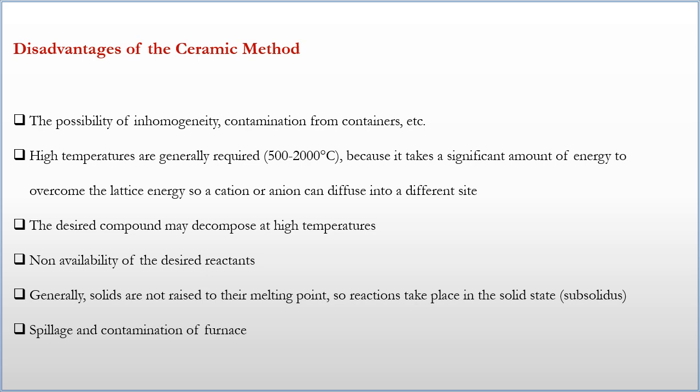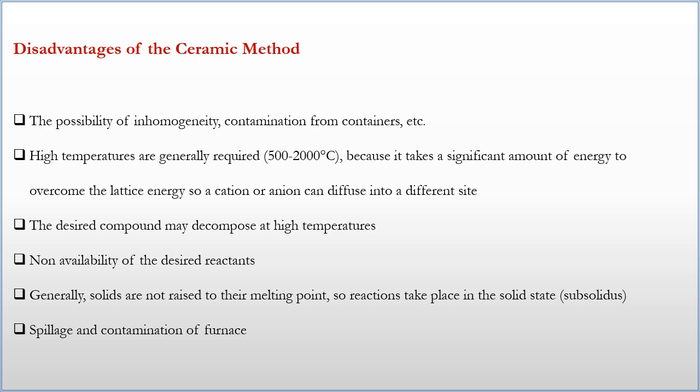The spillage and contamination of a furnace may take place during such reaction, especially if one of the product is a gaseous product, so at elevated temperature the gaseous product will move out of the reaction vessel with force, and it can lead to spillage of the reactant or the product from the reaction vessel. It will not only contaminate the furnace, but also it will again change the mole fractions of the reactants which you have already calculated for your reaction.